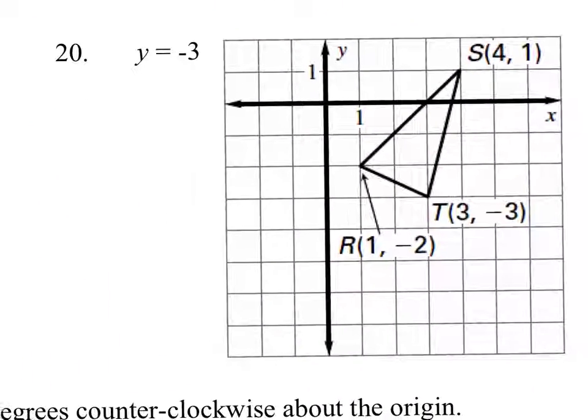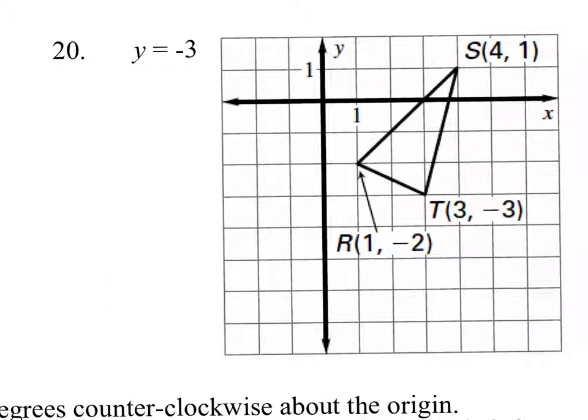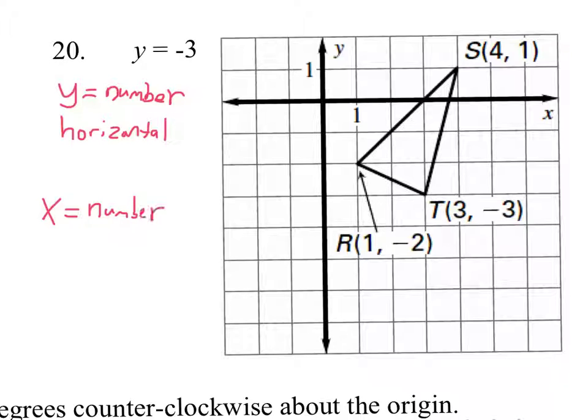Number 20. Okay, this time we are flipping or reflecting this in the line y equals negative 3. Now we reviewed this. Anytime you have a line equation where it's just y equals a number and there's no x, you have to know that that is a horizontal line. We've talked about why that is true and everything, but at this point we're reviewing for the test, you just have to know that. If it's just x equals a number and there's no y in it at all, that is the equation for a vertical line.